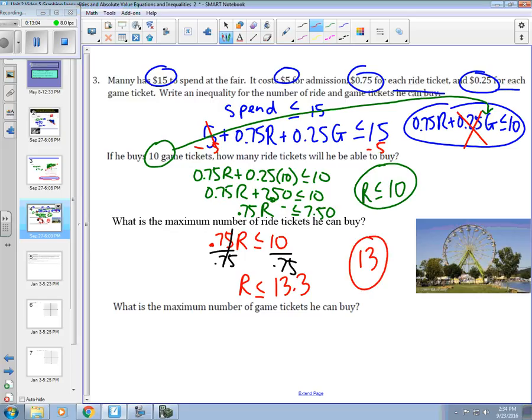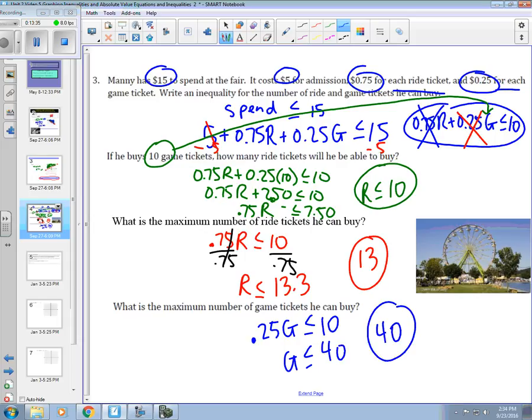Why don't you pause it, try the last one, see what's the most or maximum number of game tickets he can buy. All right, let's see how you did. Very similar. If we want to see the maximum amount of games, that means we're not doing any rides. So it'd be like putting 0 in there. So we know that 25 cents a game, $10 to spend. If you divide that, you should have gotten that it has to be less than or equal to 40, which means the maximum he could do would be 40 games.